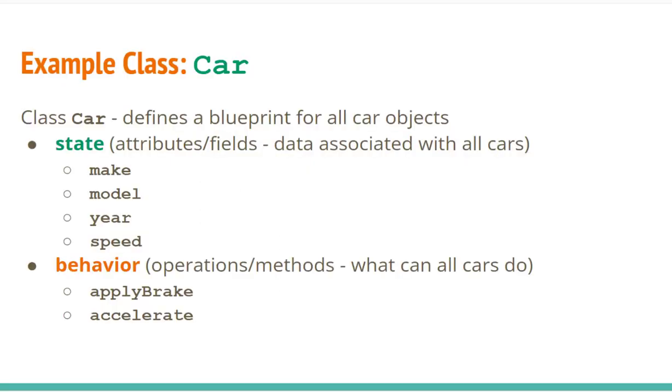So the class we're going to write is a car class. So it's going to define the blueprint for all the car objects we'll create. Now, there's lots of different ways we can write a car class. For our purposes, the state of that class is going to be the make, model, and year of the car, and then we'll also have a state entry for the speed. And that's actually how we'll use the class. We'll update the speed by applying the brake or accelerating.